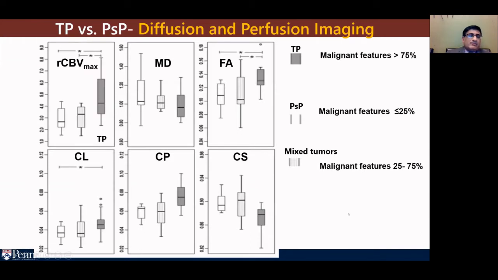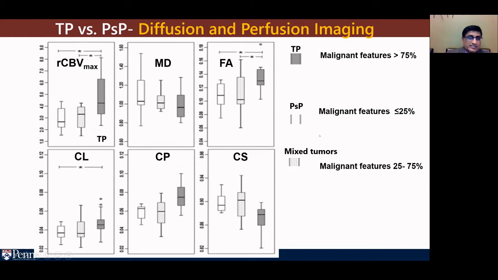So this is the summary of our findings. We recruited approximately 45 cases in this particular study, and these are the box whisker plots. As you can see, in case of the TP, there's an increased relative cerebral blood volume compared to the PSP. There's significantly higher rCBV in TP cases compared to the PSP cases or mixed tumors.